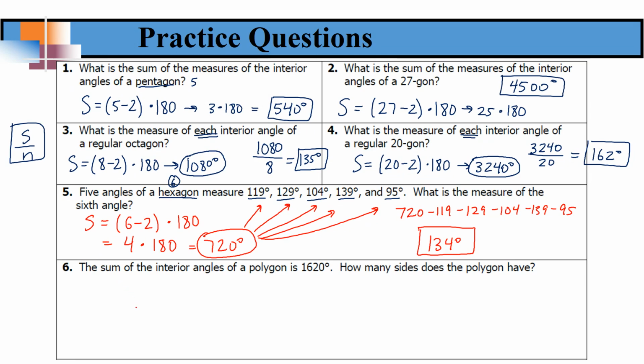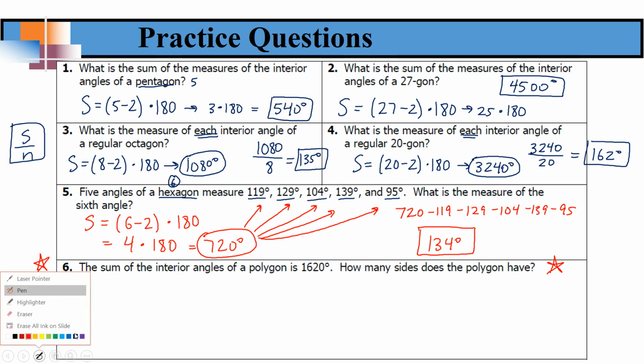All right, let's take a look at number 6. In number 6, it says the sum of the interior angles of a polygon is 1,620. How many sides does the polygon have? I would like for you to put a star next to number 6. This is the kind of question that I see many a student miss because they go through it too quickly.